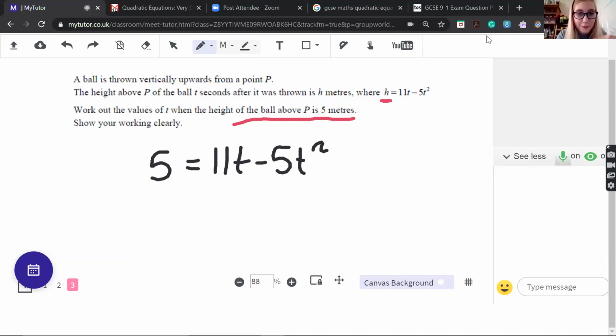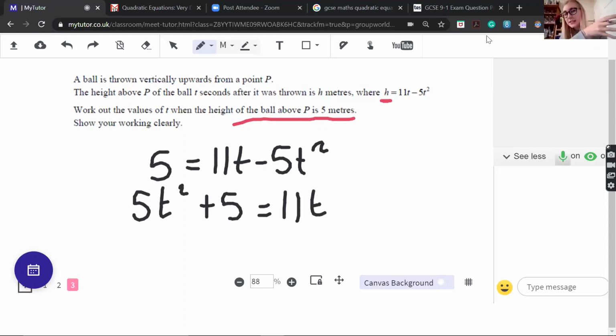So hopefully I've blabbed on for long enough that you can see that we're going to have to rearrange this to make it equal 0. So we're going to pop this 5t squared over to the other side to start with. We'll go nice and slowly. So we put that over to the other side.